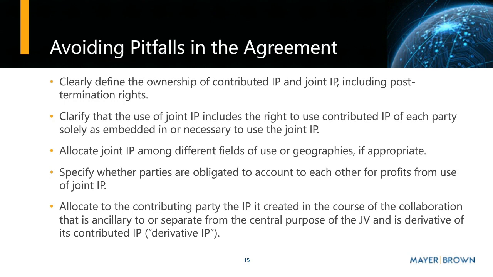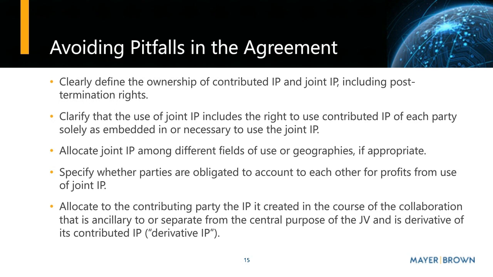Second, clarify that the use of joint IP includes the right to use contributed IP of each party solely as embedded in or necessary to use the joint IP. Third, allocate joint IP among different and non-overlapping fields of use or geographies if appropriate, so that the parties will not compete with one another using the same joint IP.